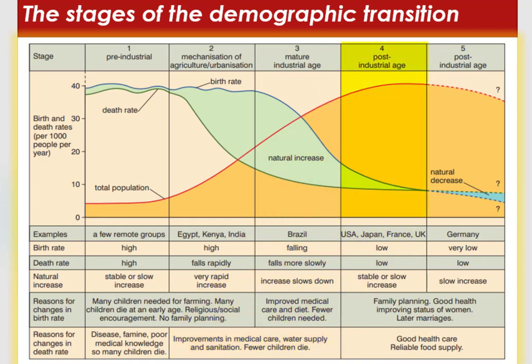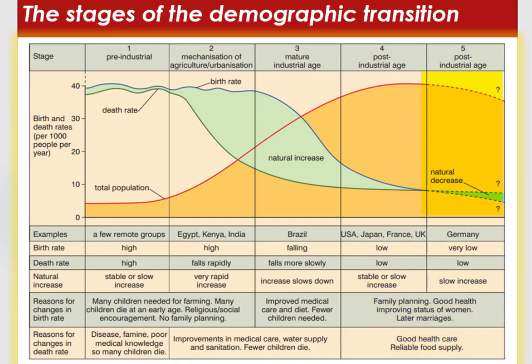When we see the first stages of the post-industrial age, birth rate is low, death rate is low, and natural increase becomes stable or increases slowly. Low birth rate is due to family planning, good health, improving status of women, and later marriage. The reason for low death rate is good health care and reliable food supply.